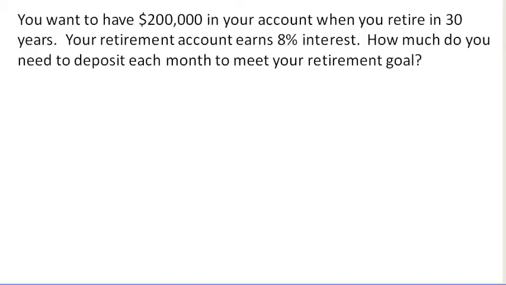So suppose you want to have $200,000 in your savings account when you retire in 30 years, and you have a retirement account that can earn 8% interest. How much do you need to deposit each month to meet your retirement goals?